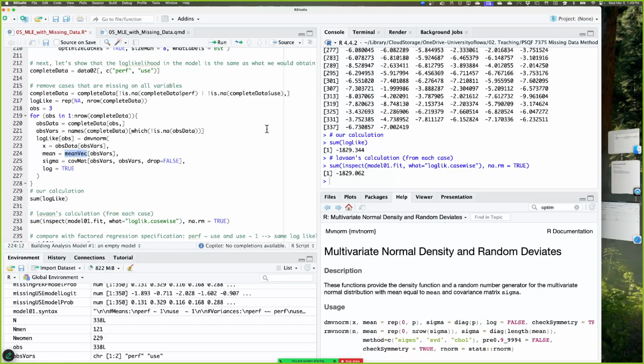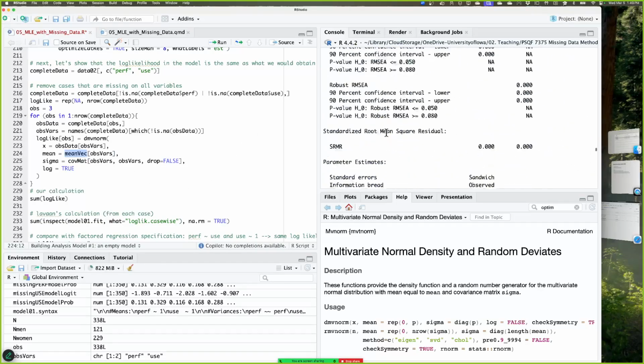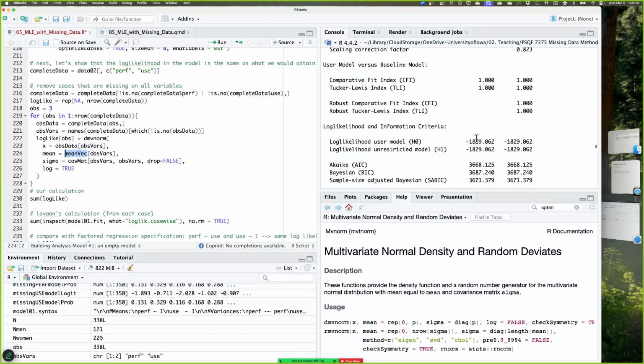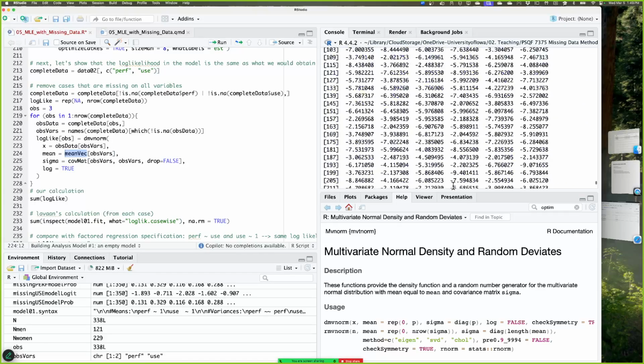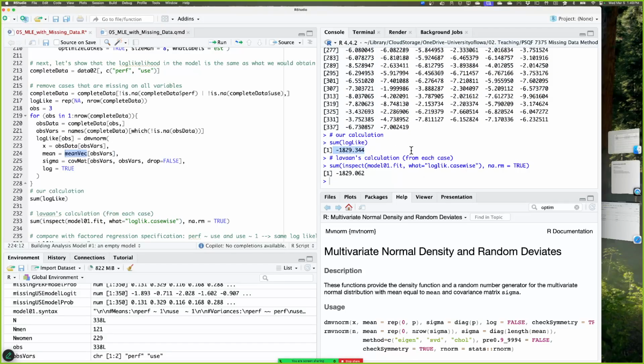And if you don't believe me, just go up to the top here. There's the lavaan log likelihood, negative 18.29062. And if I go back down, we're really close to that. So what I'm hoping this shows you is that the things I'm talking about in class are running behind the scenes in lavaan. That's building it.